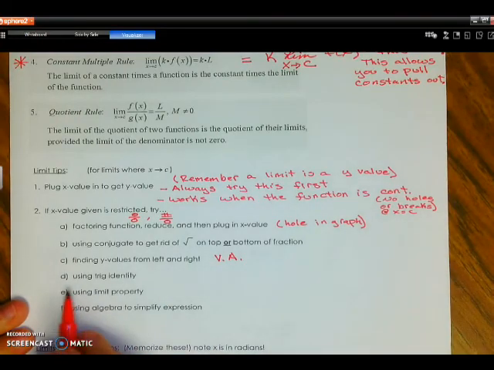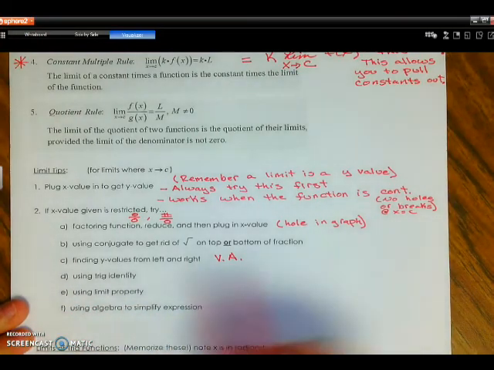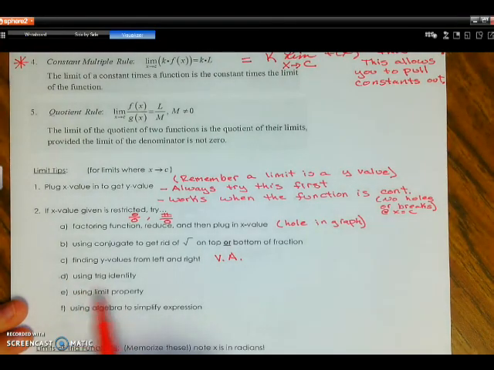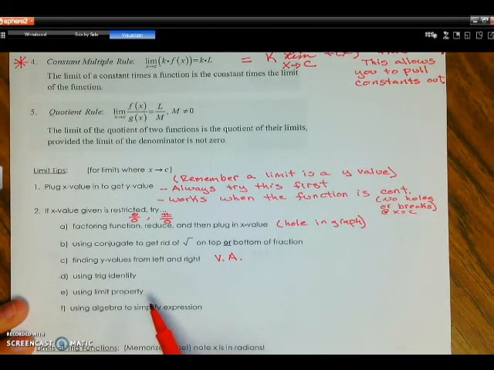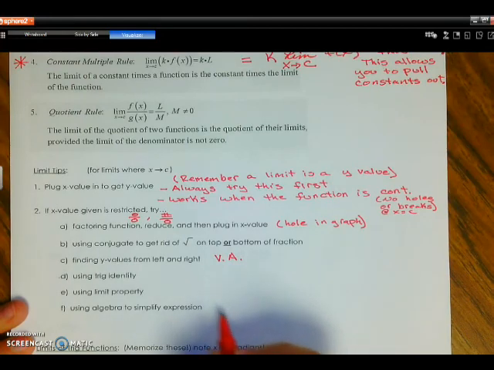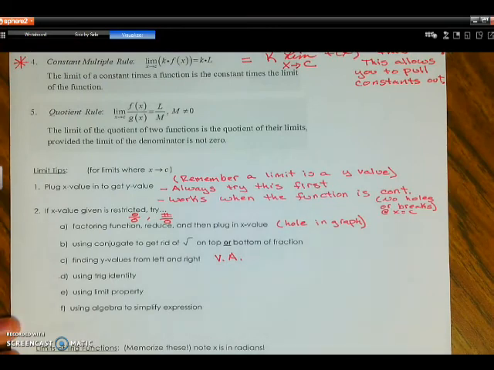You may need to use some sort of a trig identity, and we'll talk about those at the very bottom of this page, so I'll just hold on to that for a second. And using any limit properties that we addressed up here, that would be using some of those limit properties. Again, that's mostly algebra. And then using algebra to simplify the expression. So keep in mind positive divided by a negative, fractions, things like that.